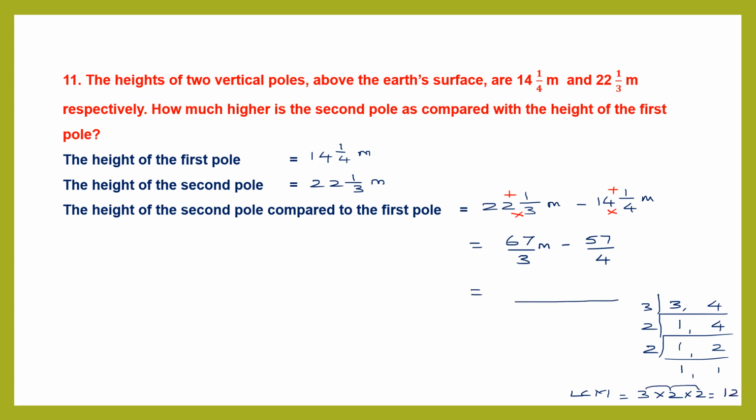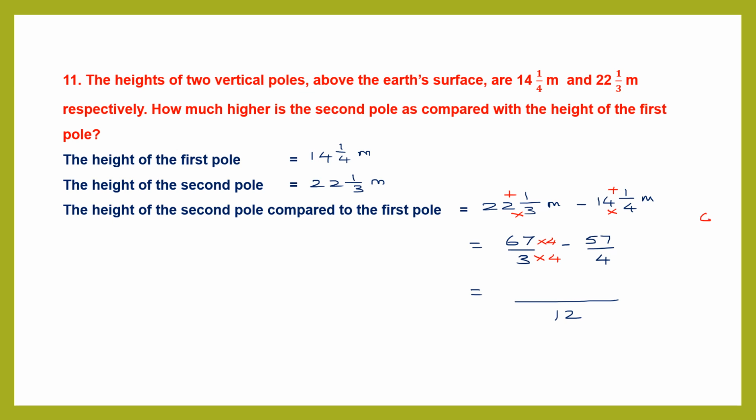Let's use 12 as the LCM and get our numerators now. Now 3 into 4 is 12. So let's multiply 67 into 4. So how much is 67 into 4? 4 sevens are 28, carry 2. Then we have 4 into 6. 4 6s are 24 plus 2 is 26.